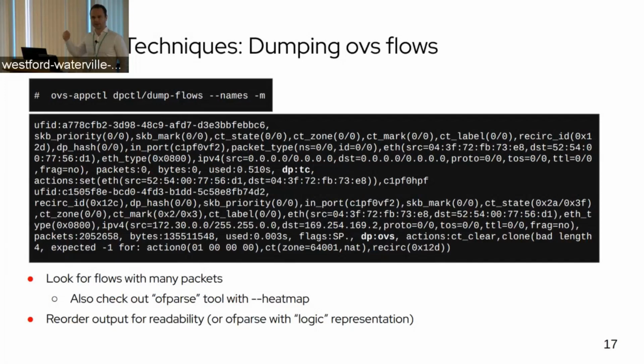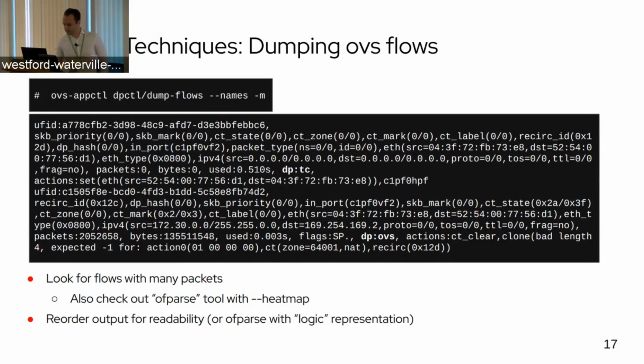And then there's one more step you need to do, which is to order these flows, because the output is not really ordered. Based on the recirculation ID, which is the last part of each of the flows, you can have a sequential ordering, and this will be much easier to understand and debug.